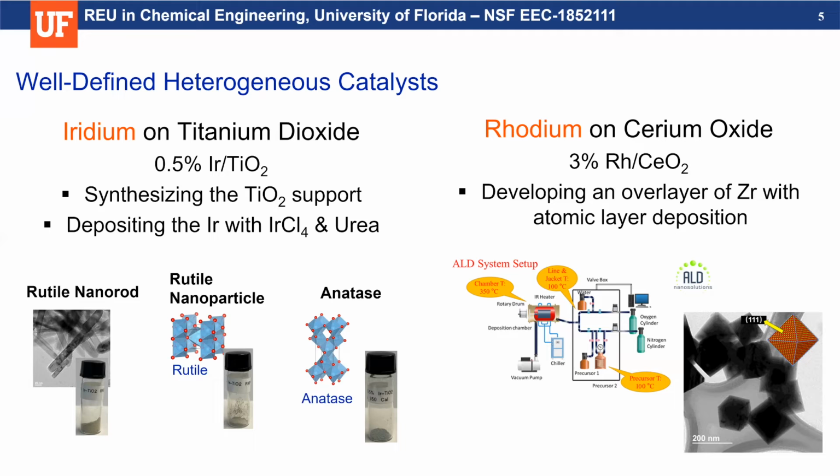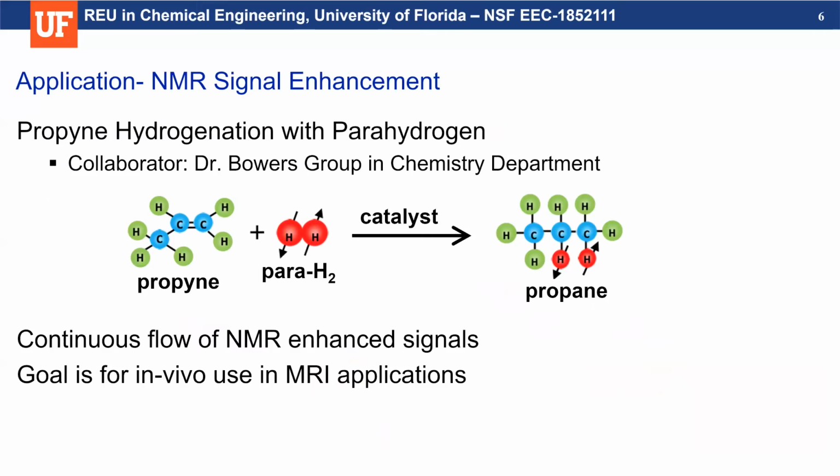The second catalyst that I worked with was 3% rhodium on ceria octahedra, which we synthesized and characterized, then worked to add an overcoating of zirconia with atomic layer deposition.